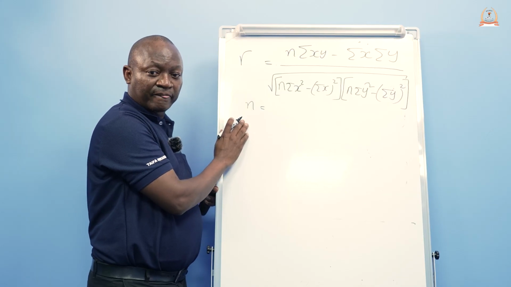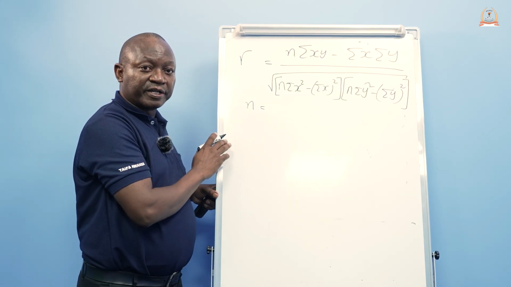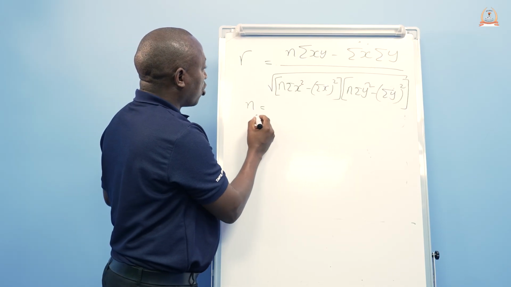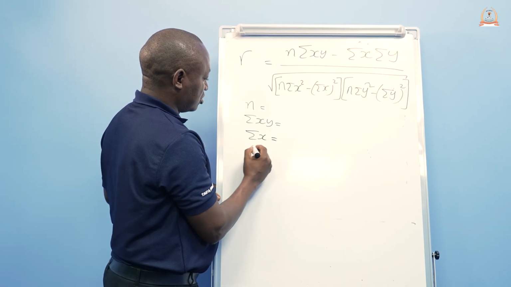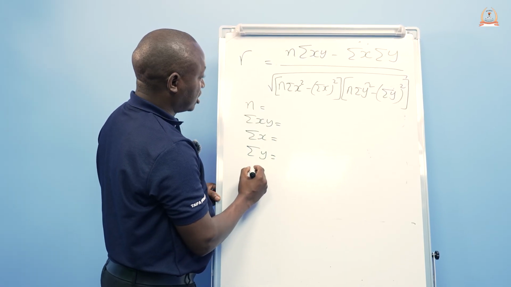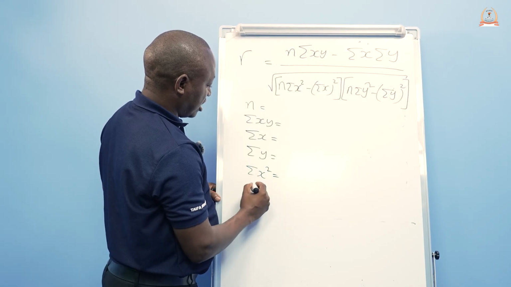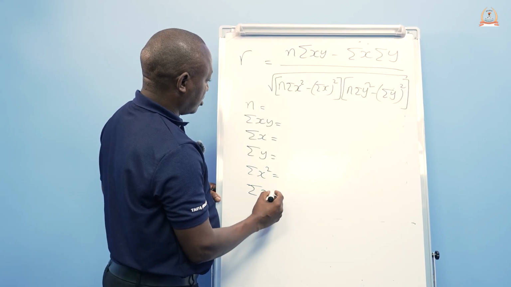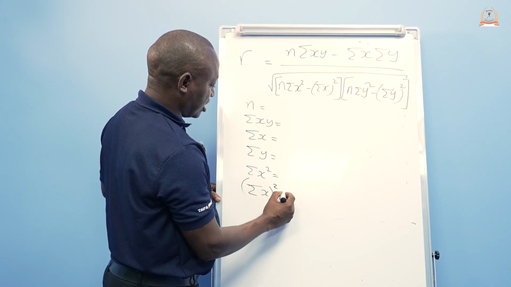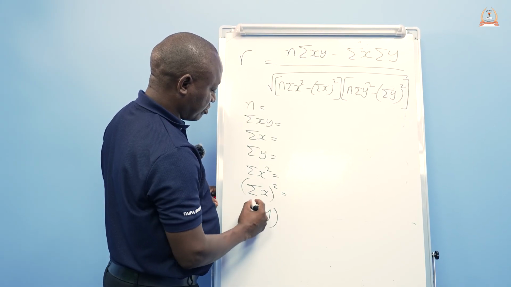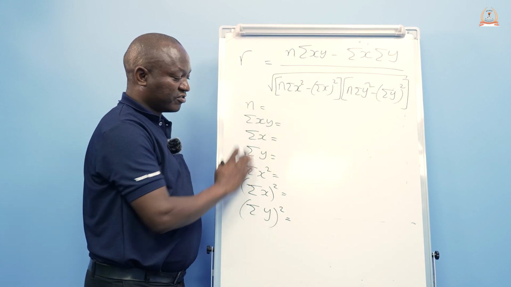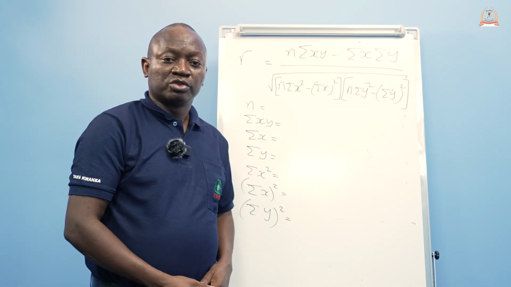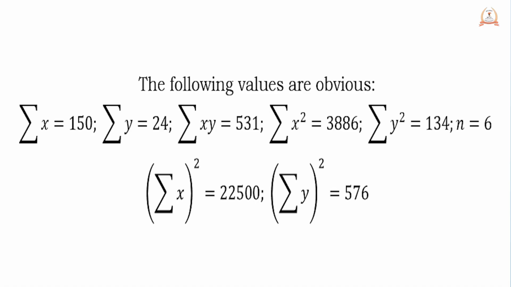N is the number of paired observations. What is sum of xy? What is sum of x? What is sum of y? What is sum of x squared? And what is (sum of x) squared? And what is (sum of y) squared? So once you get these values here, you are able now to calculate or to obtain the correlation coefficient.